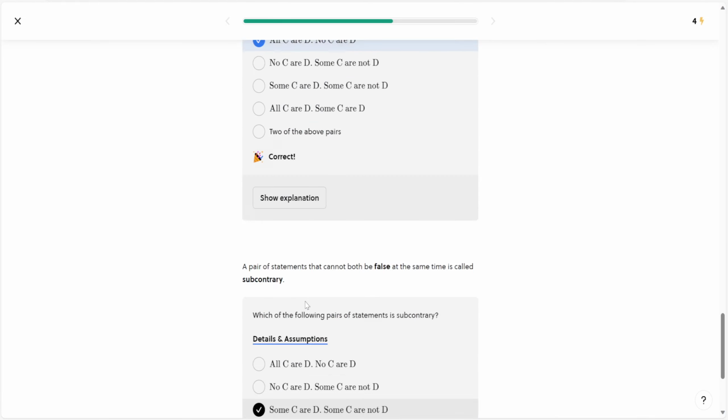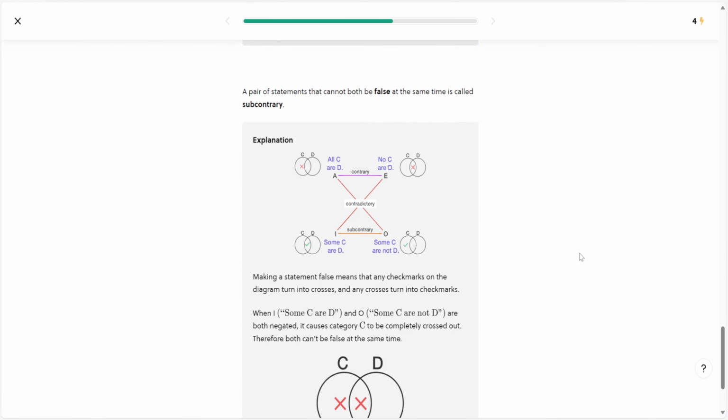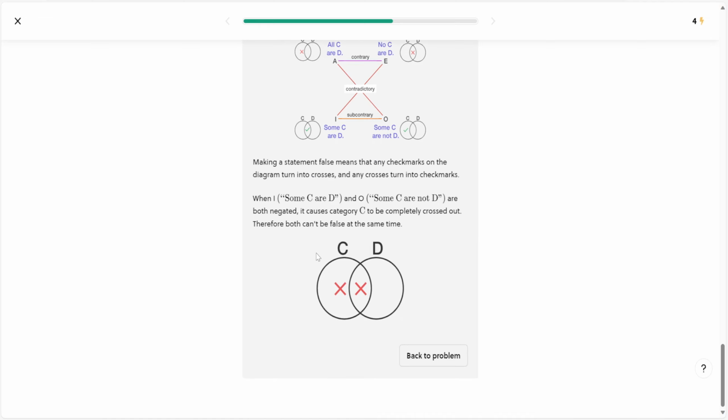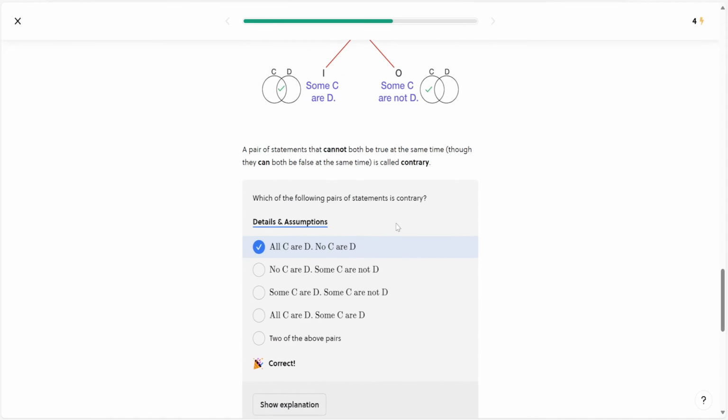I'm not sure. Let's have a look at the explanation. Making a statement false means that any check marks on the diagram turn into crosses, and any crosses turn into check marks. When crossed out, I think it causes category C to be completely crossed out. Yeah, that's the special condition that I was talking about. So that's why that one is not possible.